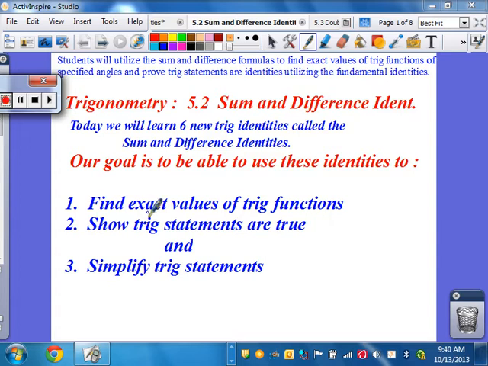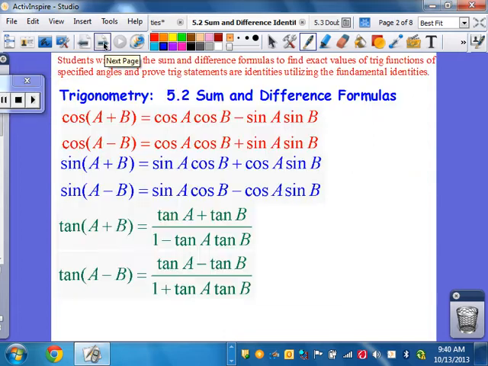In order to do this, the three things we're going to do is find exact values, show that some trig statements are true, and then simplify a few things. But in order to do any of those, the important thing is to find the identity. So these are the sum and difference formulas that you will find on your salmon sheet, just below the Pythagorean ones on the left side. Recognize these, know what these are going to be, and I'll show you how these work in a mere second. Okay?